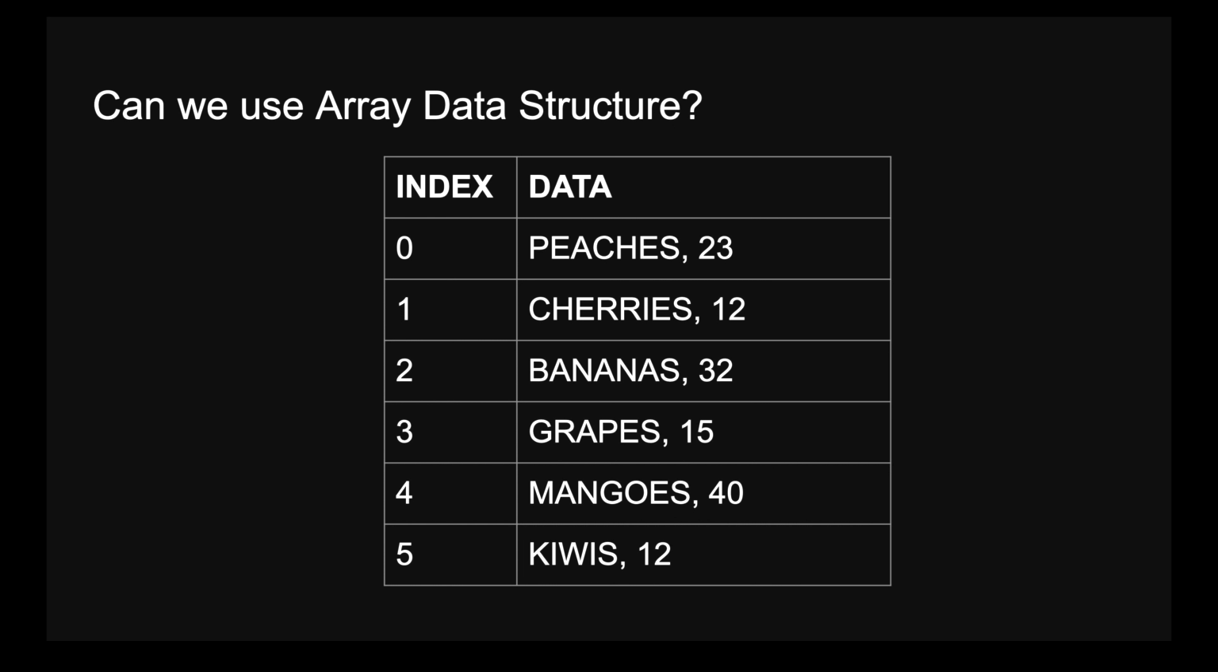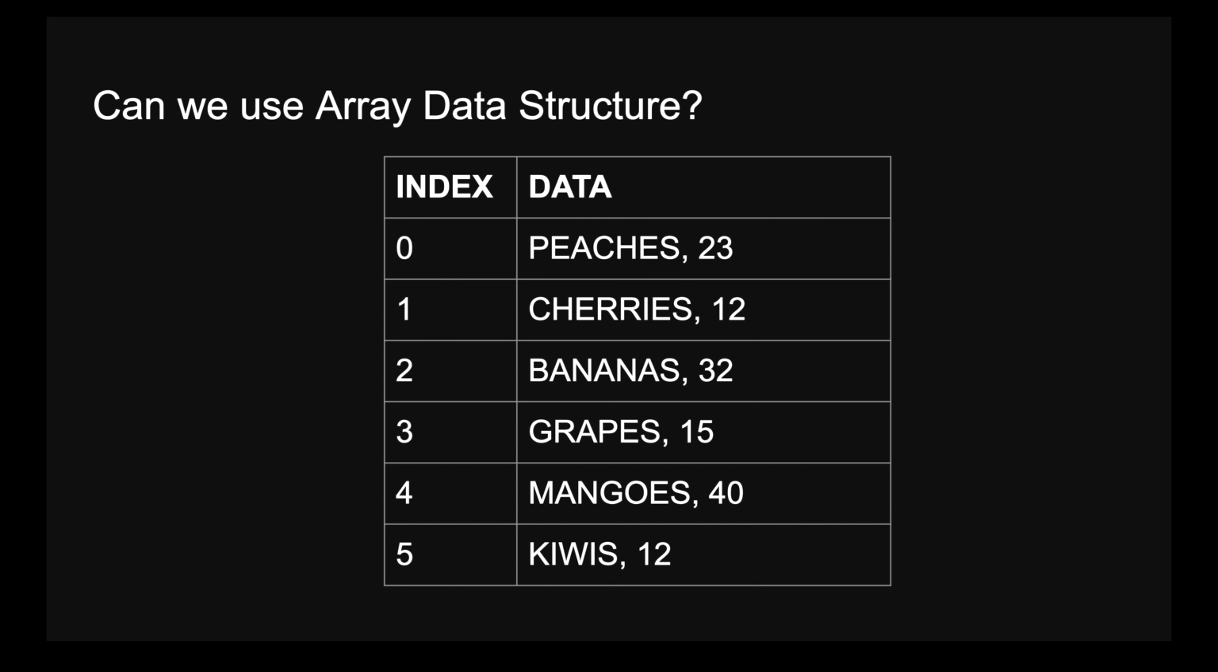Let's see if a plain array-like structure will work. For this, we can store the pairs of name and price in an array. Here we can see that at index 0, we have stored the pair peaches and its price. At index 1, we have stored the pair cherries and its price, and so on. Now if I wanted to retrieve the price of grapes, I will need to start checking every element from the index 0 to confirm if the name is grapes, and if it is, then retrieve the price from this array element.